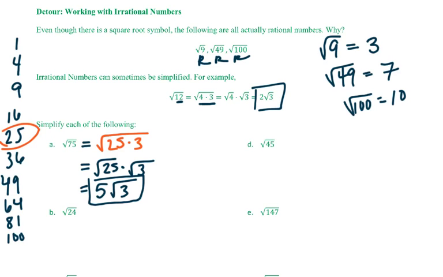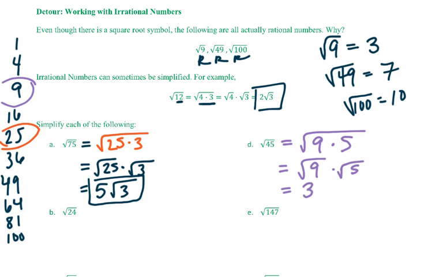Let's do 45. The largest perfect square that goes into 45 is 9. So I can rewrite this as the square root of 9 times 5, which we can break apart into the square root of 9 times the square root of 5. Then we end up getting 3 square root of 5, or 3 root 5. You can also say it like that.